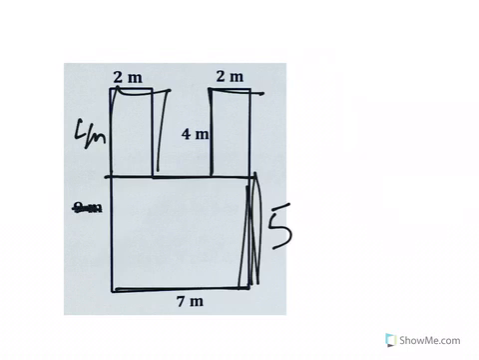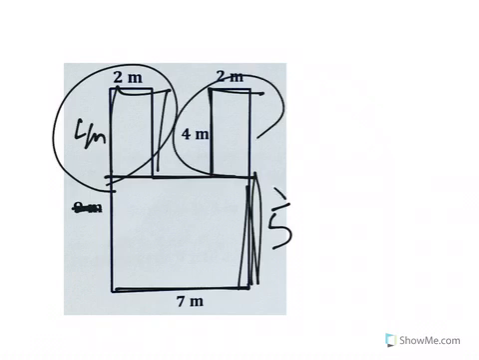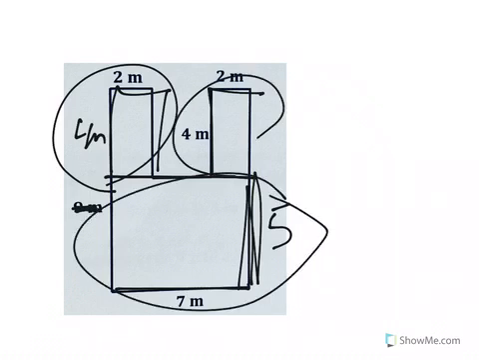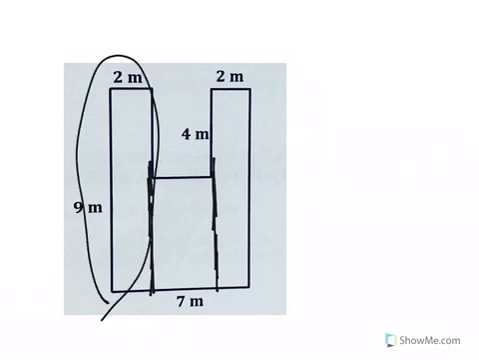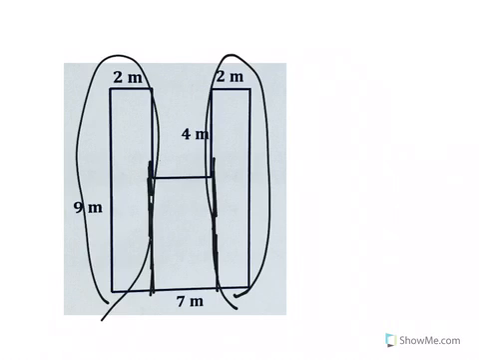And so we can just find the area of this, the area of this, and the area of this, add them all together, and you have the area. Another way we could do it would be to extend this line here and extend this line here. So basically you have 3 different rectangles. You have a 9 by 2. You have a 9 by 2, because this would be 9 as well.